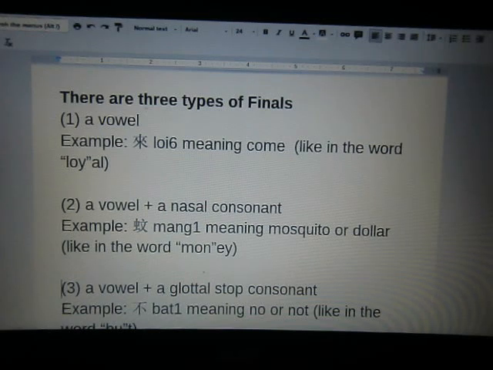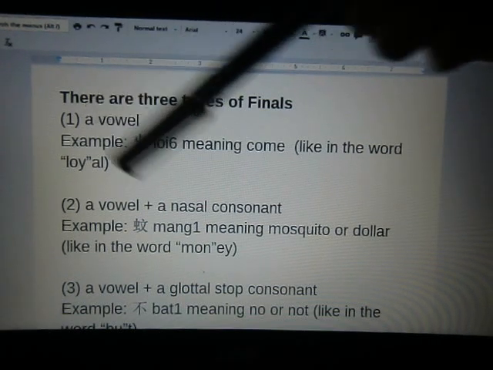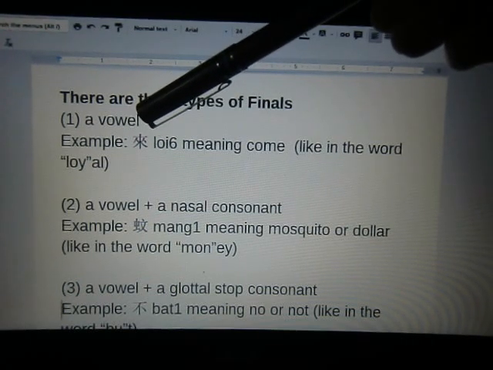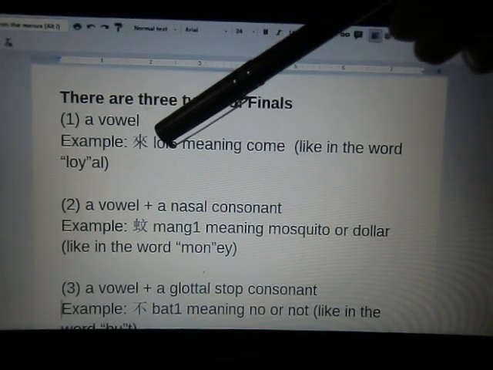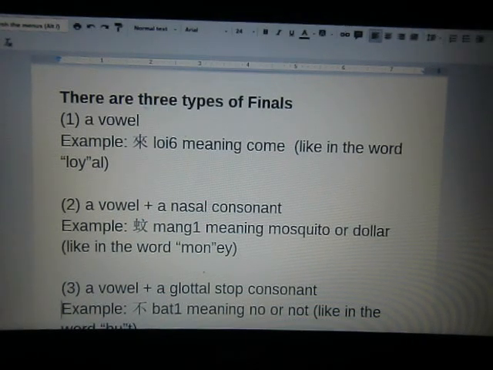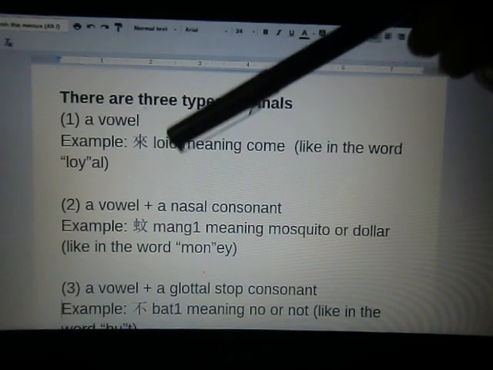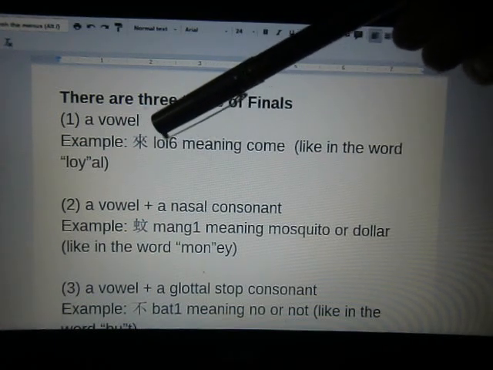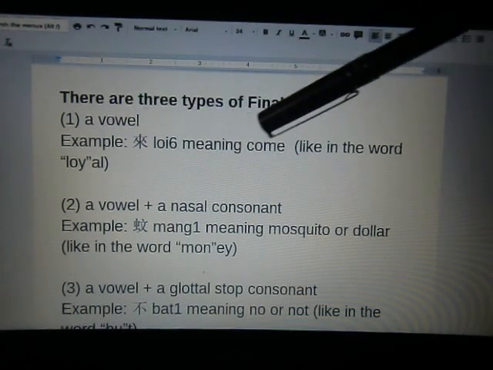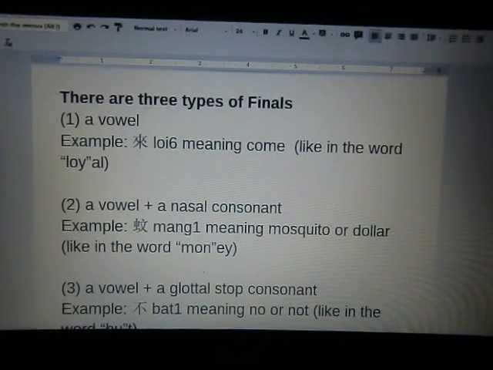And there are three types of finals. Right? The first type of final has only a vowel, right? Just like in the case of loi. Right? Loi is composed of the initial L plus the final OI, right? Just like the case of oi, right? OI sounds like oi, right? Loi, loi, loi, which has a tone of 6, which has the lowest pitch. And loi, meaning come, right? So the final has only a vowel without any consonant.